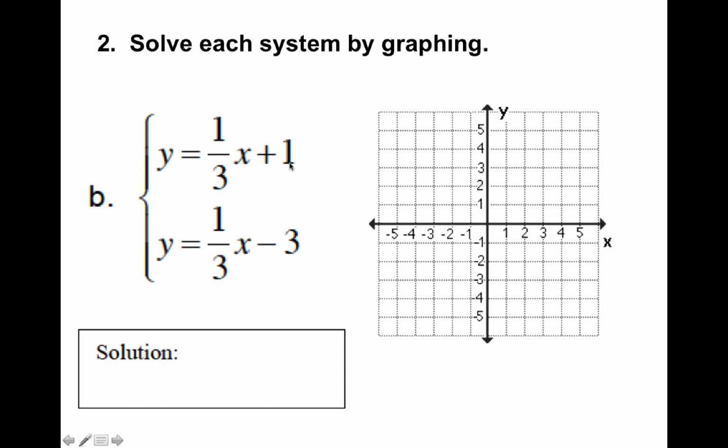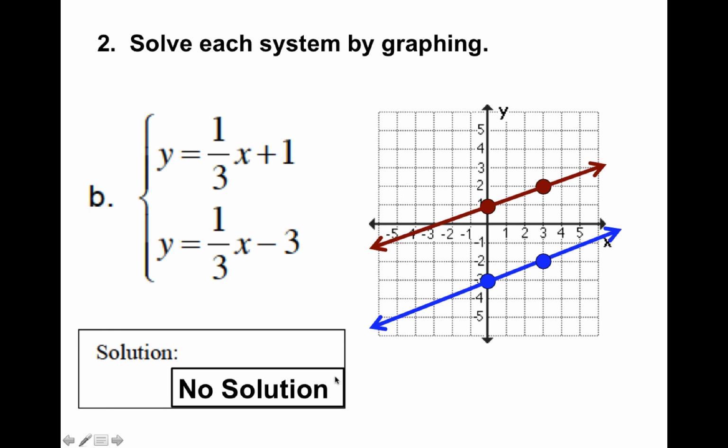For b, you have a y-intercept of 1, and your slope is up 1 over 3. You can do it multiple times if you want, but draw in your line. The other equation has a y-intercept of -3. The slope is up 1 over 3. Notice how that creates two parallel lines. These will never intersect, so there is no solution.